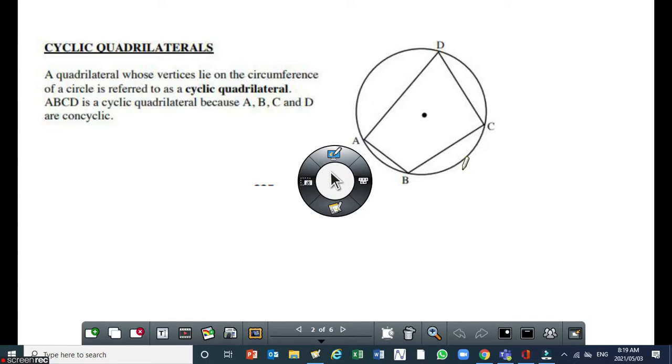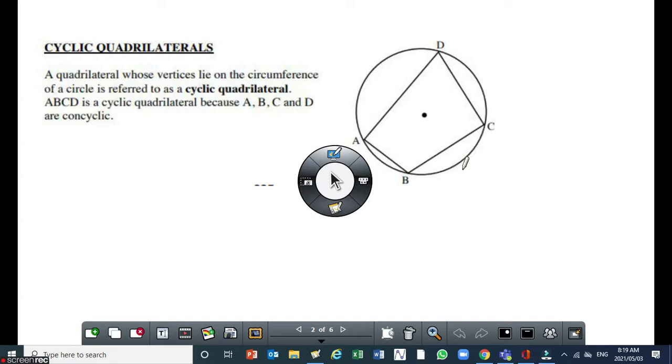Now, in circle geometry, we have a special type called cyclic quadrilaterals. The word cyclic comes from the word circle itself. So a cyclic quadrilateral is a quadrilateral that has its 4 vertices on the circumference. Okay, so if you see a circle, and on the circumference of that circle there are 4 vertices, then that quadrilateral is called a cyclic quad.